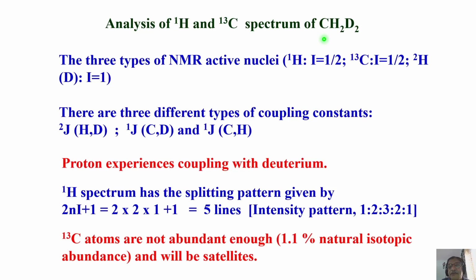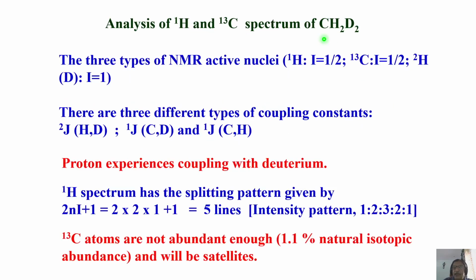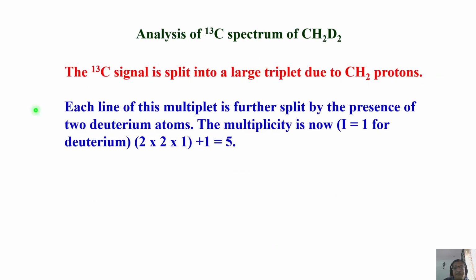So what are you going to get here? The carbon 13 is split by the two equivalent protons. It will become a triplet. Again, remember the 2nI plus 1 rule applies. This direct detection of carbon 13, though in natural abundance, is split by the two protons into a triplet. This we have observed already. So it is going to be a triplet. But now deuterium is also coupled. It is not simply sitting here. That will couple to this.